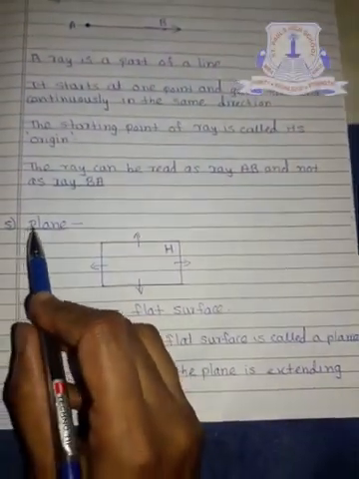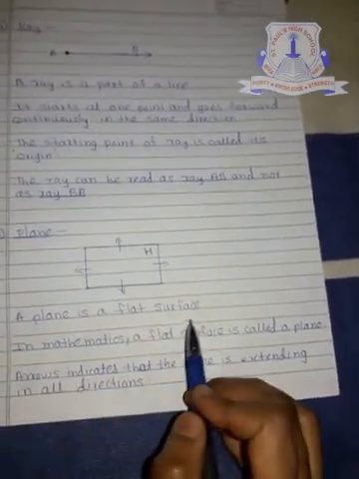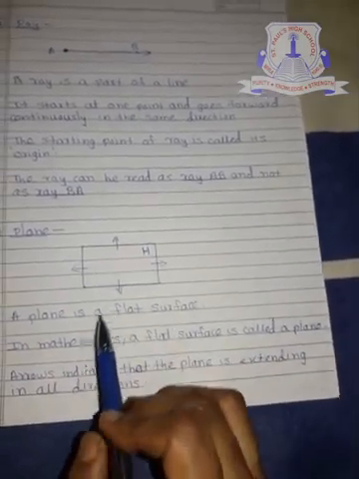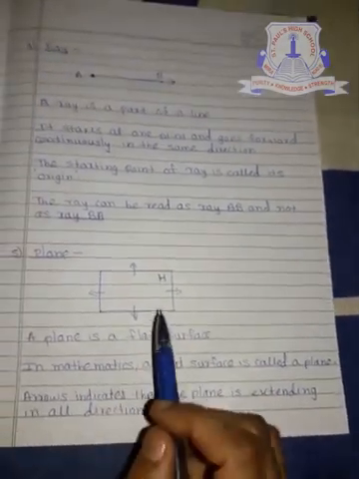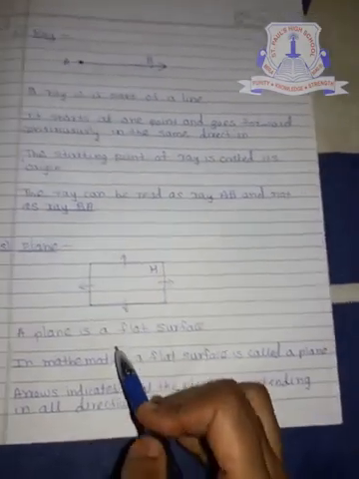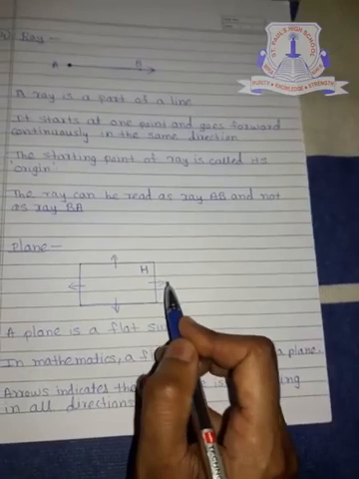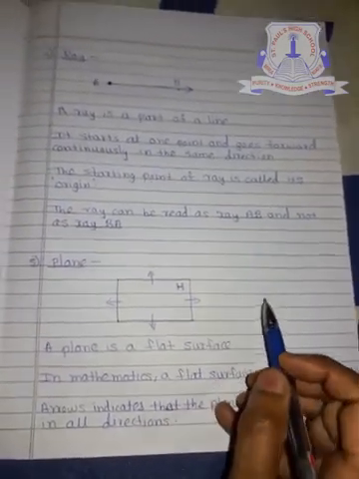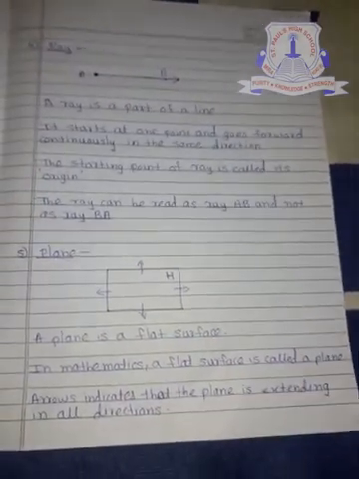Next element is a plane. A plane is a flat surface. In mathematics, the flat surface is called a plane. These are the 4 arrows from four sides. The arrows show that the plane is extending in all directions, and the plane is named with a capital letter. For example, plane H.